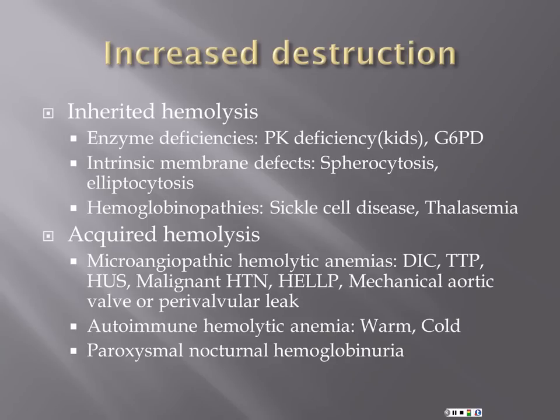We can also have acquired hemolytic processes, most commonly mechanical or microangiopathic hemolytic anemia, such as DIC, TTP, HUS, malignant hypertension, HELLP syndrome, mechanical aortic valves, or perivalvular leaks that destroy those cells in the periphery. We can also have autoimmune hemolytic anemia, which is warm and cold, and paroxysmal nocturnal hemoglobinuria. I tend to prefer this approach of just thinking about the hemolytic processes as opposed to all that stuff about intravascular, extravascular, which doesn't really help you pathophysiologically to know what's happening with the patient.